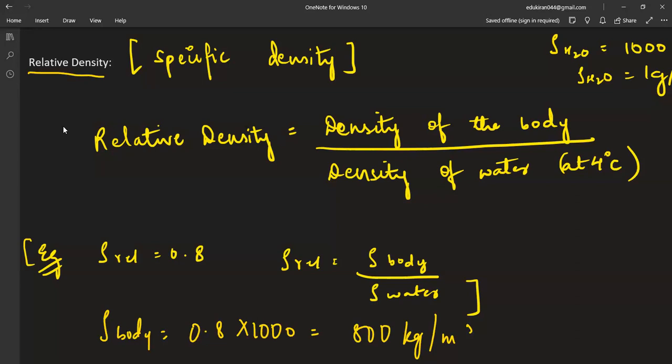Ma'am, it's divided by density of water, right? Yes, divided by density of water. Here I have multiplied because I have multiplied these two. Okay.